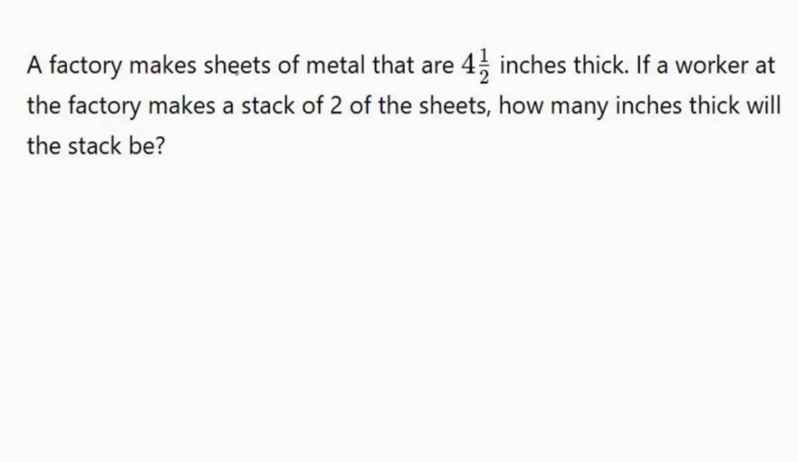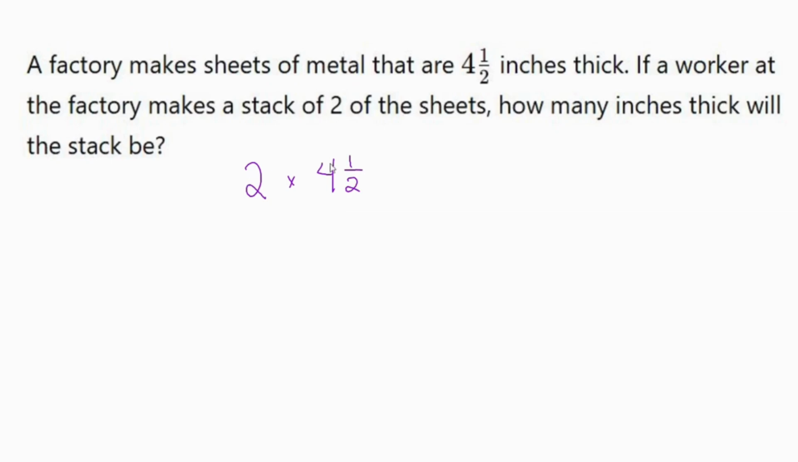A factory makes sheets of metal that are 4.5 inches thick. If a worker at the factory makes a stack of 2 of these sheets, how many inches thick will the stack be? So this person is taking 2 groups of objects that are 4.5 inches thick. So that's going to be 2 times 4.5.